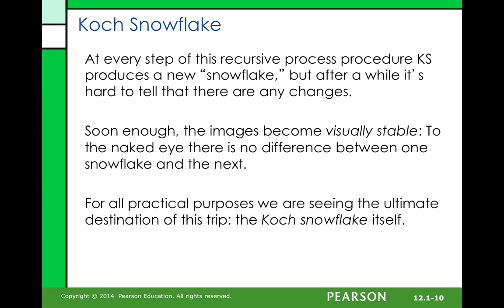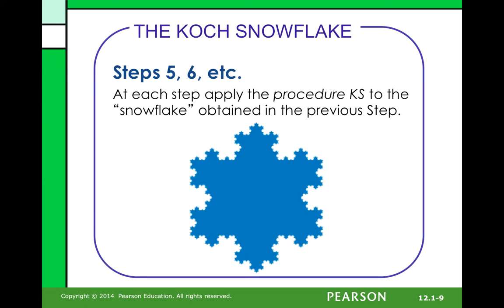So at every step of this recursive process, and by the way, that's just what recursive means, it just means you do the same thing over and over again. At every step, you get a new snowflake. After a while, you can't really see anything with the naked eye. So soon enough, the images become visually stable. You keep doing the process, but your naked eye can't tell that you've done any more. So for all practical purposes, we are seeing the ultimate destination of this process, the snowflake itself. The snowflake itself is what you obtain by doing this process infinitely many times.